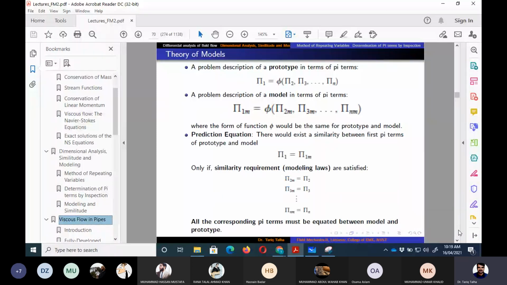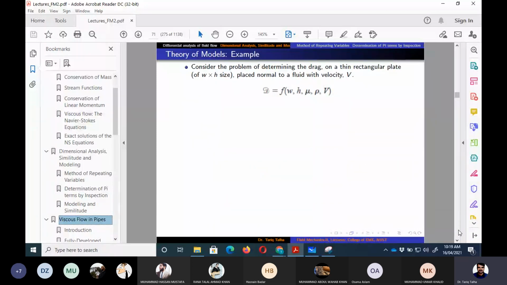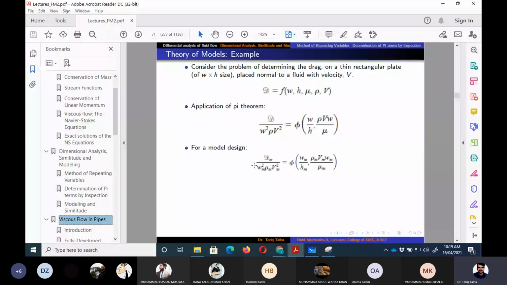So the example we discussed was the problem of non-dimensionalization and finding the pi terms for the drag force on a thin rectangular plate. We know that if we do the dimensional analysis, we can get this functional form in terms of non-dimensional form, right? And this is for the actual system, which is the prototype. So we can write it for the model as well.